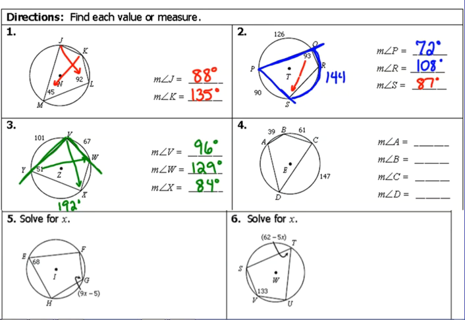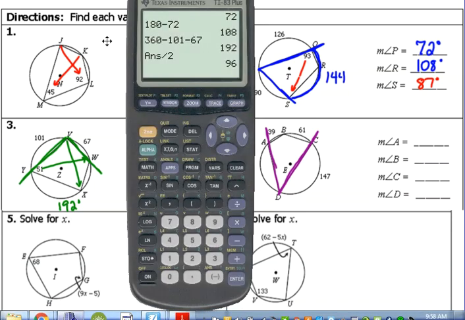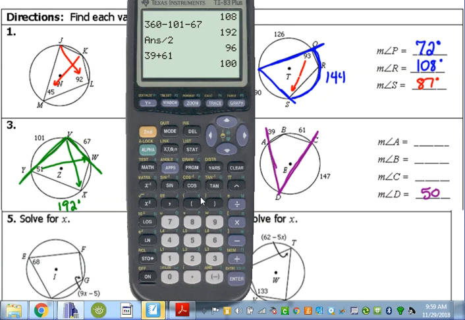On number 4, they don't give us any of the angles inside of our quadrilateral here. So that means we're going to have to start with these arcs. When I look at it, what my eye is drawn to is that angle D intercepts from A to B to C. And they give us the two pieces that make up A to B to C, so we can add them together. 39 plus 61, that's 100. So D is half of that. D is 50 degrees.